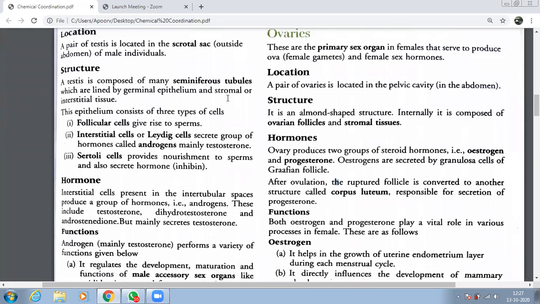It is made up of many seminiferous tubules, which are lined by germinal epithelium and stromal or interstitial tissue. So basically, you have two kinds of tissue, either the stromal tissue or which tissues? Interstitial tissues.